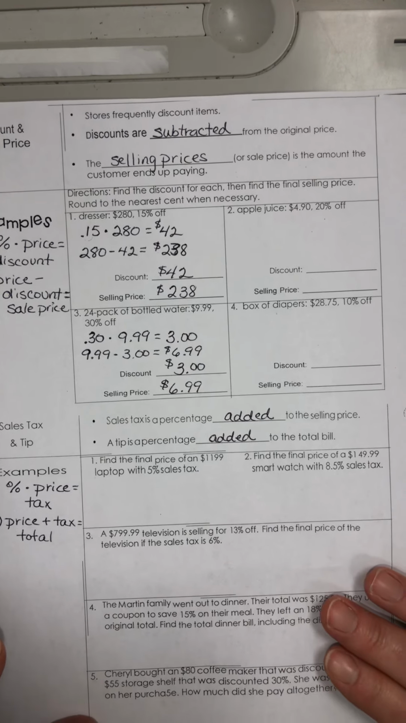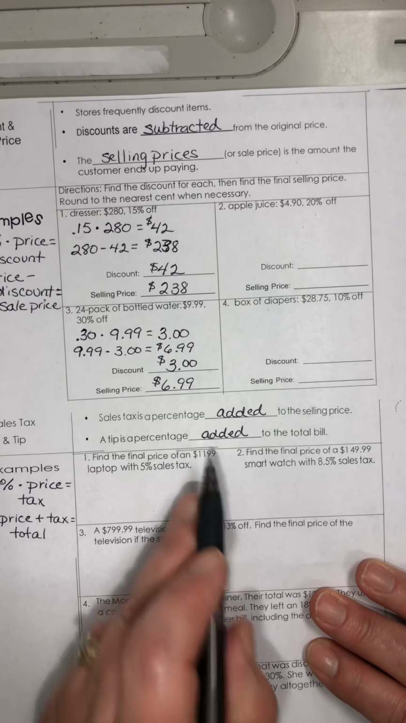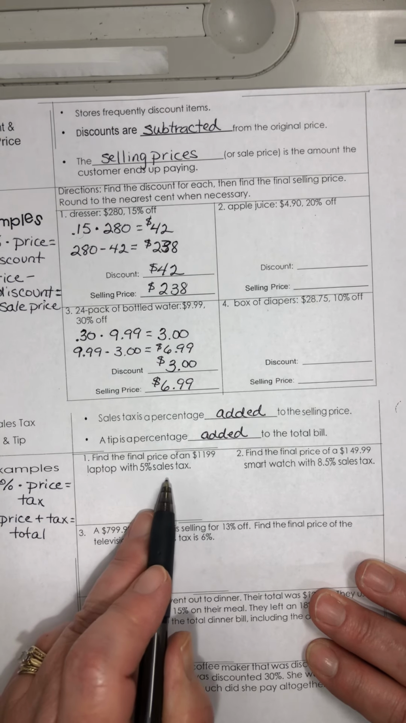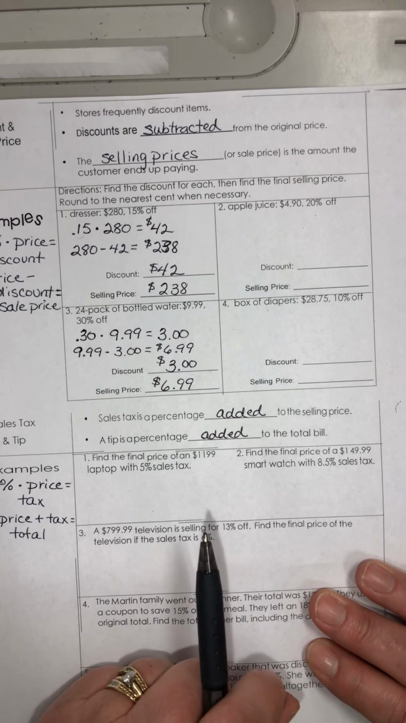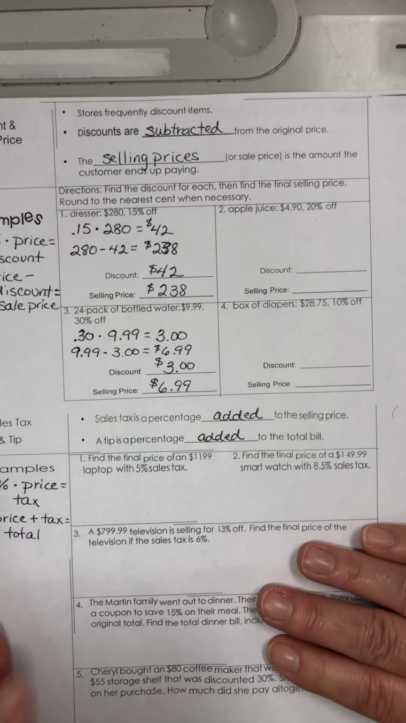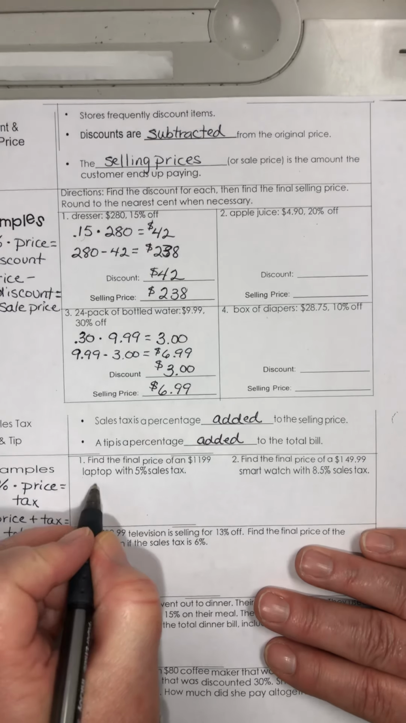Okay, so in number 1, it says find the final price of a $1,199 laptop with 5% sales tax. Okay, what's the total amount? Remember I told you have to watch for what they're asking. Okay, and so first let's find out how much sales tax you're going to have to pay.